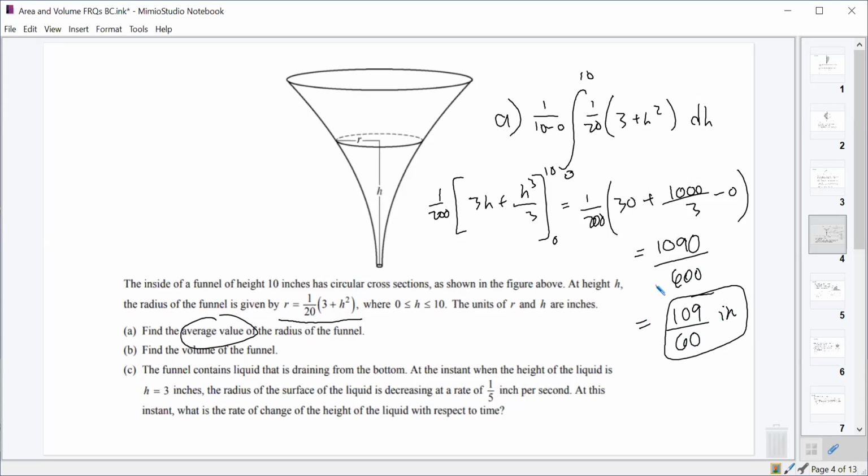Everybody good there with part A? Yes. 1 point for the setup, 1 point for the antiderivative, 1 point for the answer.